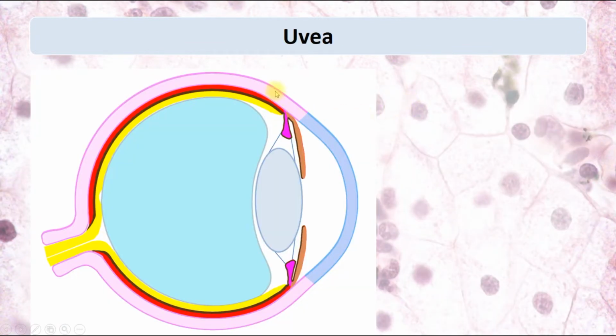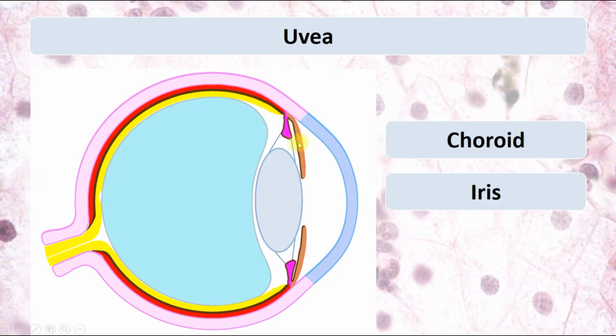The next layer is the uvea. Here we can see the uvea, and it has 3 parts: the choroid, the iris, and the ciliary body. Here we have the choroid, or vascular layer of the eye. We have the iris, which may have different shades and colors, and also the ciliary body, which has ciliary processes. It has the ciliary muscle, and the ciliary ligament is attached to the ciliary body, and it maintains the lens.